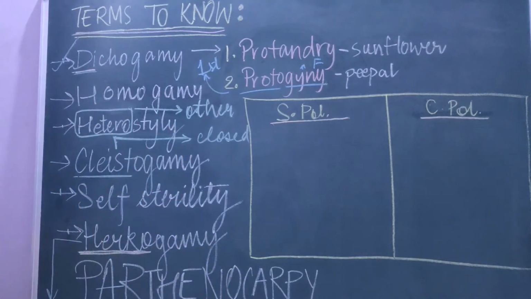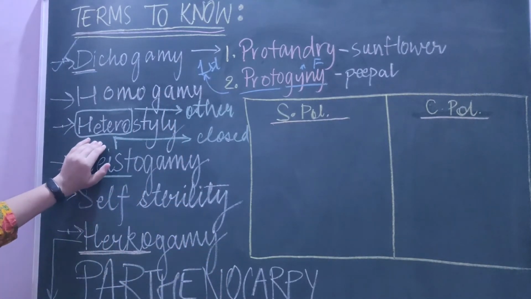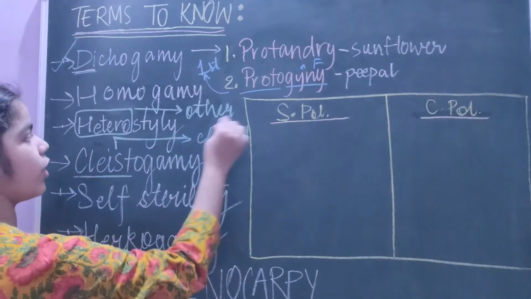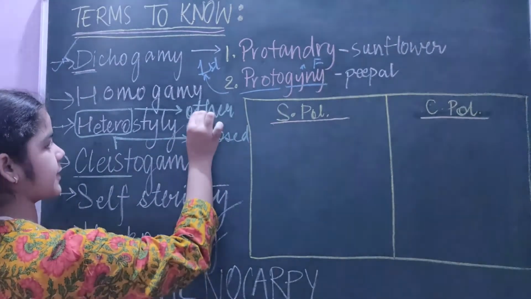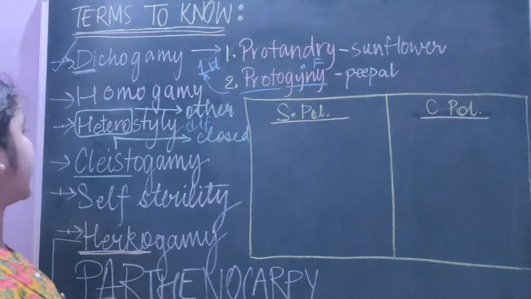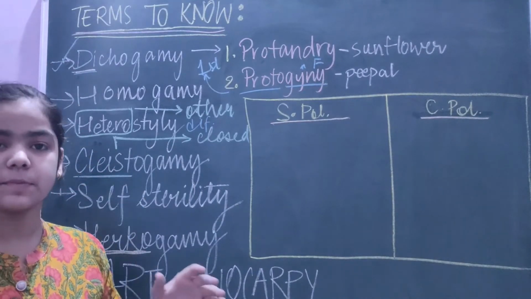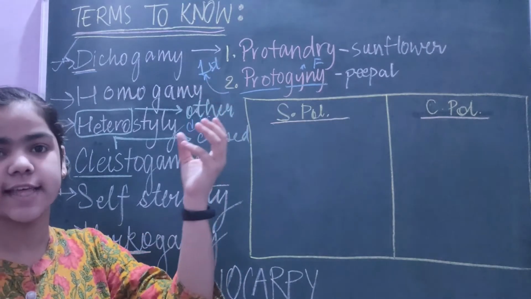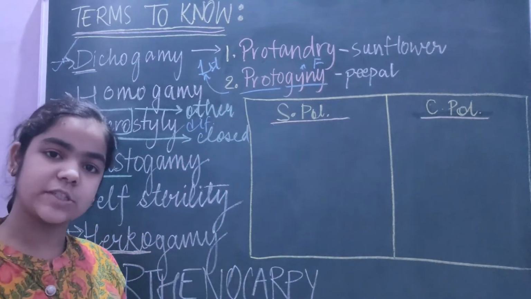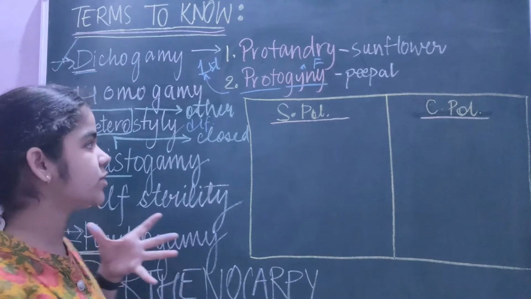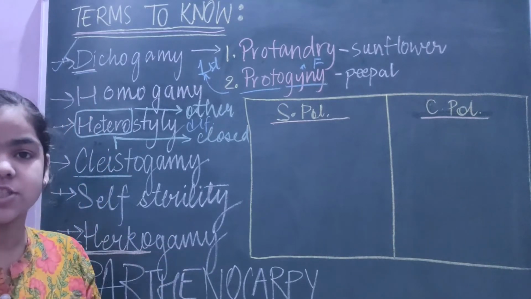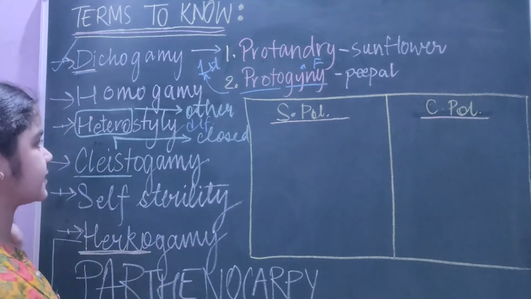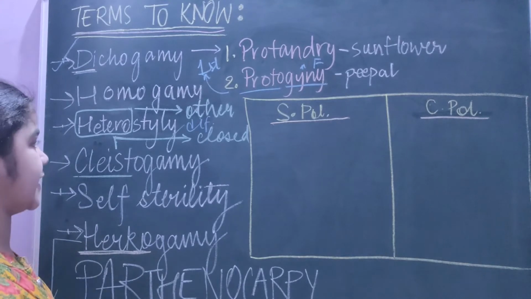Next one is heterostyle. The meaning of hetero is other, or we could say different. So when both the male and female parts grow at different heights, like the anther could be taller than the stigma, or the stigma could be taller than the anther, and due to this reason the pollination could not take place, then it is termed as heterostyle.